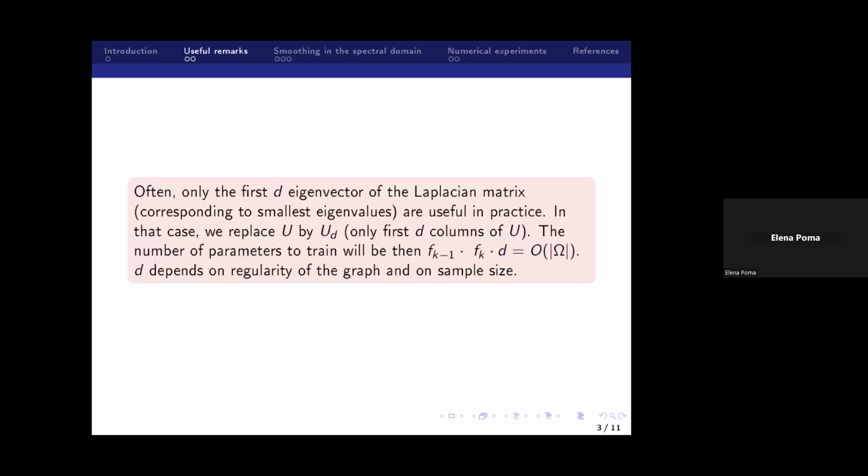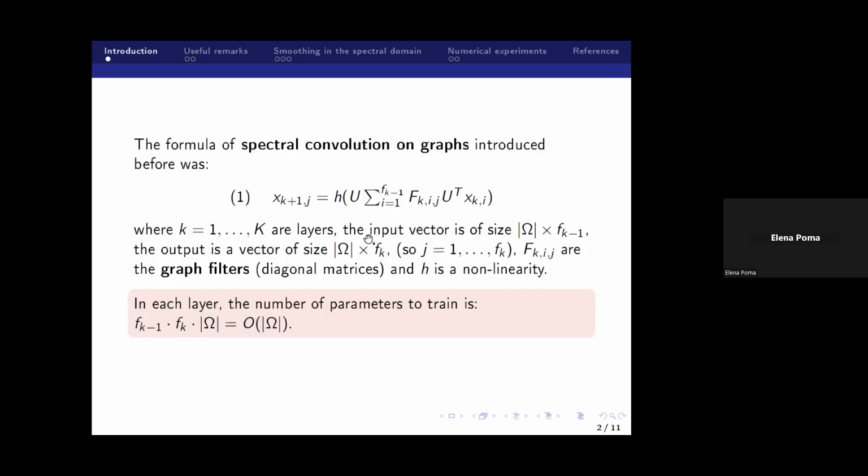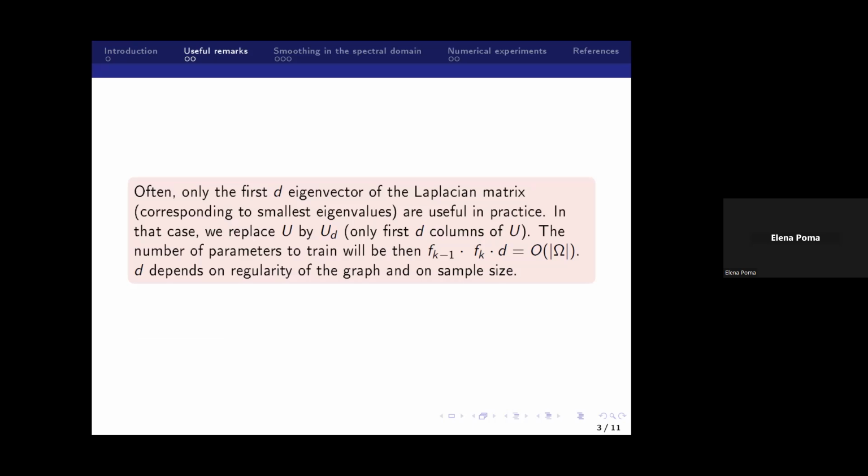Another remark is that often only the first D eigenvectors of the Laplacian matrix are useful in practice. In this formula, U is the matrix with all the eigenvectors of the Laplacian, but we can choose only the first D, corresponding to the smallest eigenvalues. In that case, we just replace the matrix U by U_D, which contains only the first D columns. So the number of parameters to train will be F_{k-1} times F_k times D, but it still depends on the input size. And the cutoff D depends upon the regularity of the graph and also on the sample size of the input.